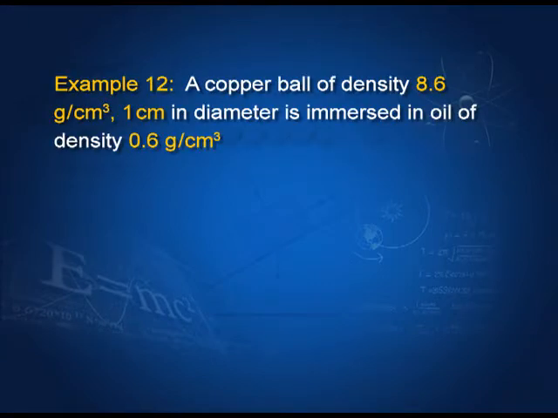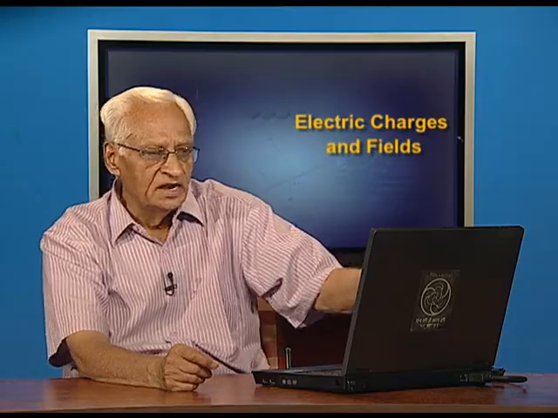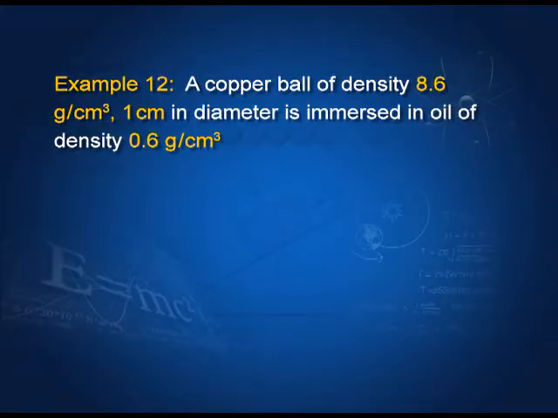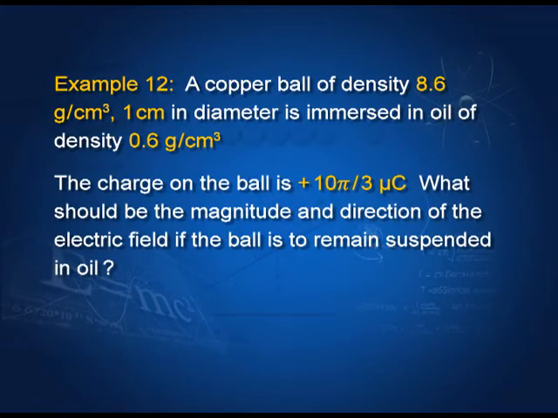Take another example. A copper ball of density 8.6 gram per centimeter cube, 1 centimeter in diameter, is immersed in oil of density 0.6 gram per centimeter cube. The charge on the ball is 10 pi by 3 microcoulomb, with a plus sign.